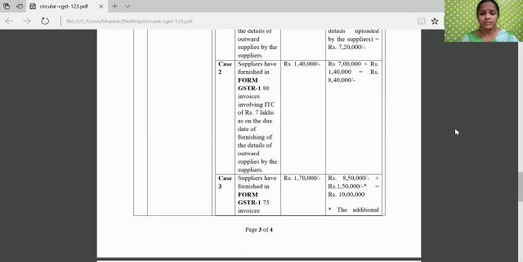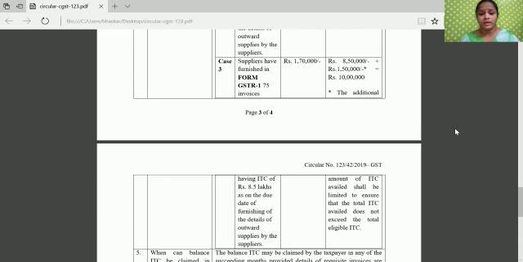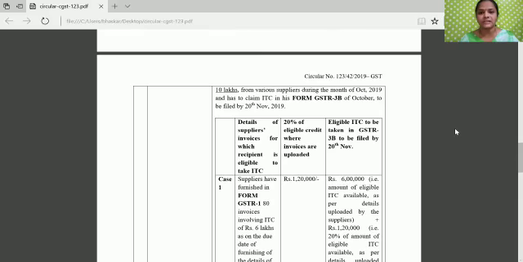Then one more interesting point arises in this. If the supplier has uploaded only 75 invoices having ITC of 8.5 lakhs, and if we apply the 20% criteria here, out of 8.5 lakhs, if we calculate 20%, it's coming around 1,70,000. Now the taxpayer can avail according to the rule 8.5 lakhs plus 1,70,000. That is 10 lakhs 20,000 he can avail, but it is crossing the total ITC of 10 lakhs of 100 invoices.